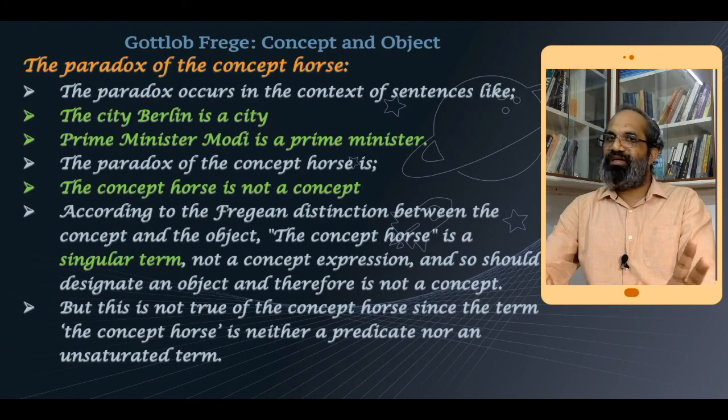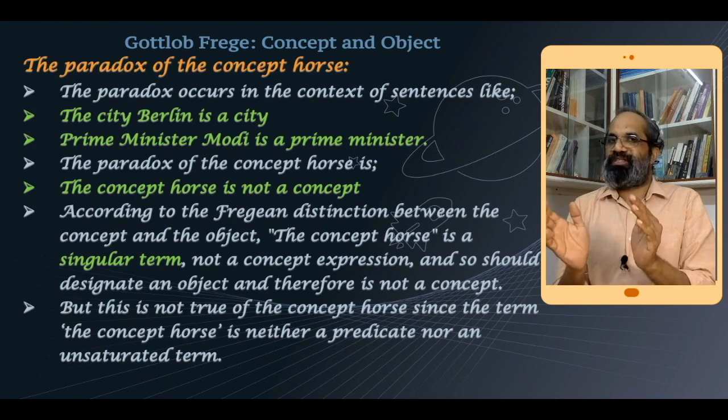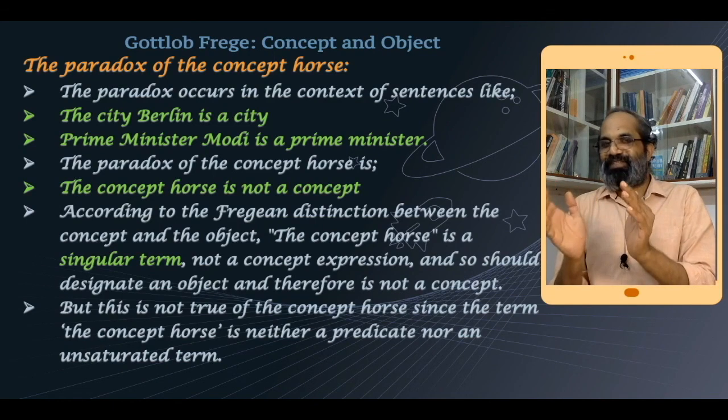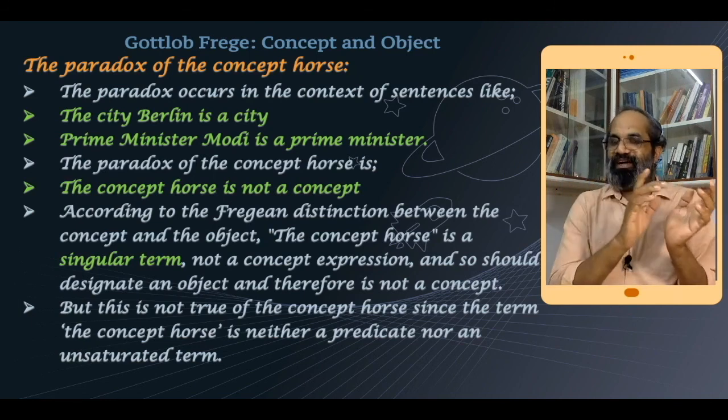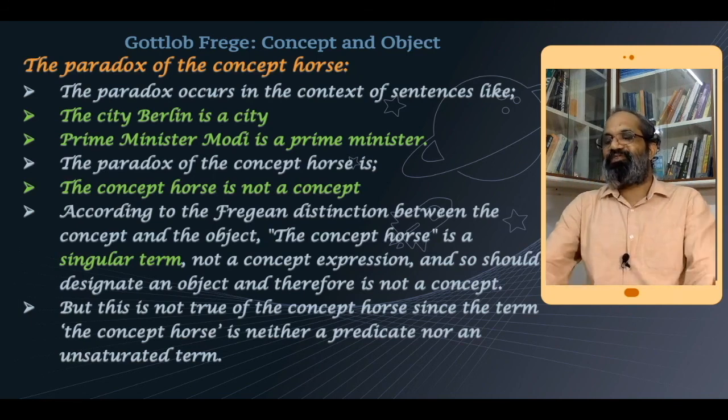It's not the word which functions as concept or object, but its place in a proposition. Whether it's a subject term or predicate term, whether it's used in a saturated sense or in an unsaturated sense, and other features we have seen earlier. And that's all about concept and object.